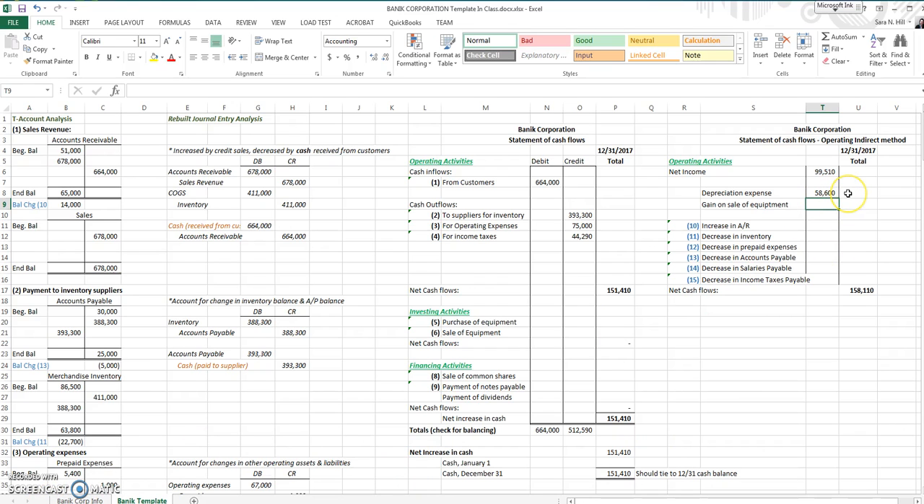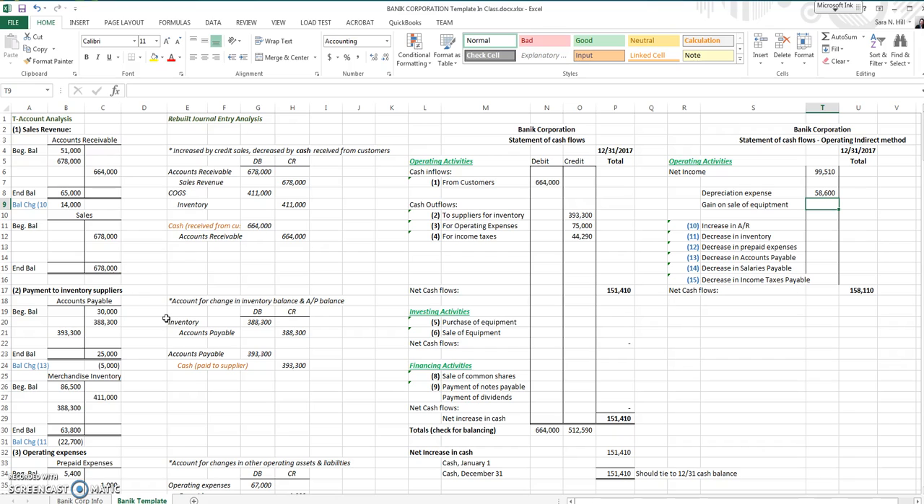After we've got depreciation expense added back into net income, we're going to take a look at any gains or losses that also were included in net income but didn't have a cash portion of it. So next on the list here is gain on sale of equipment. We can see on our income statement that under other income there was a gain on sale of equipment for $2,000.